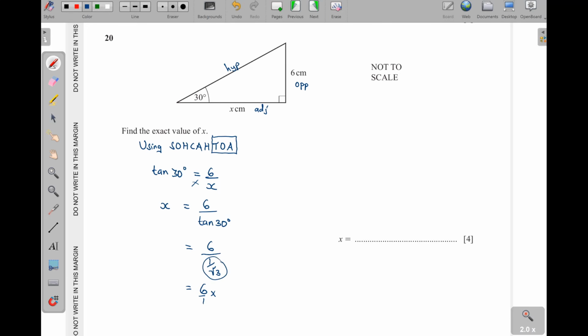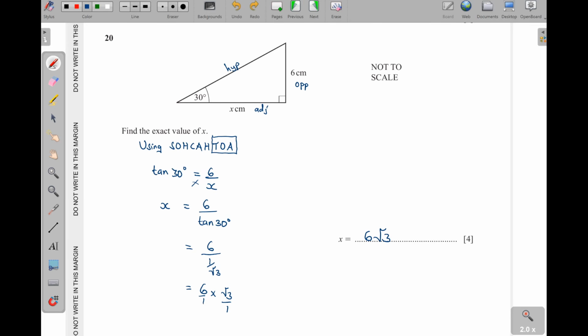The reciprocal of this one is going to be root of 3 over 1. So the answer is going to be 6 root of 3. They say the exact value, so leave the surd in your answer. Now, some of you may not know where we are getting the tan of 30 from.